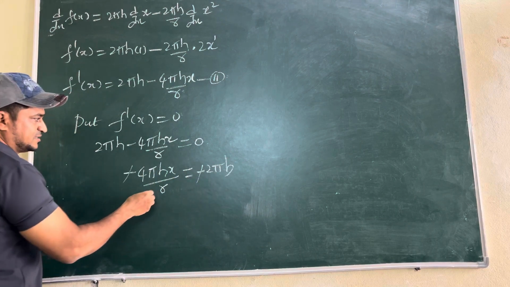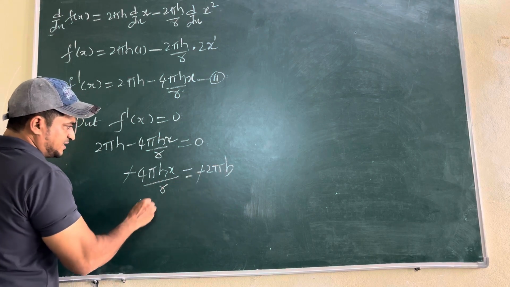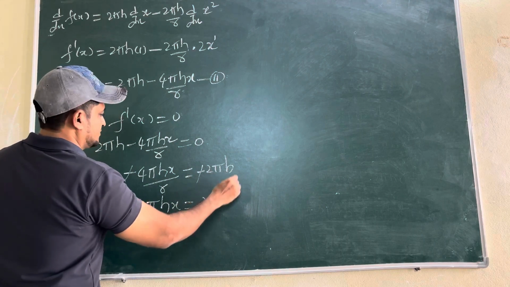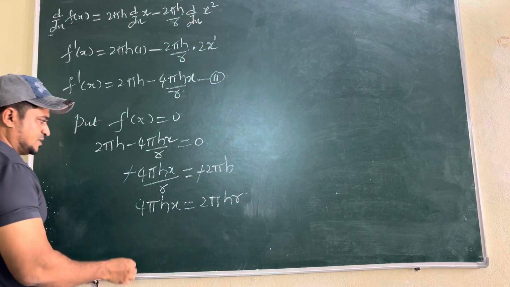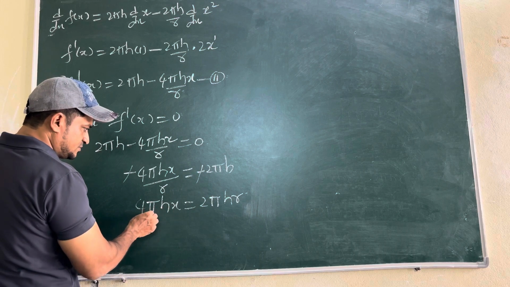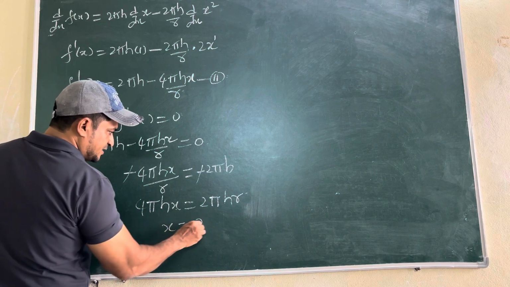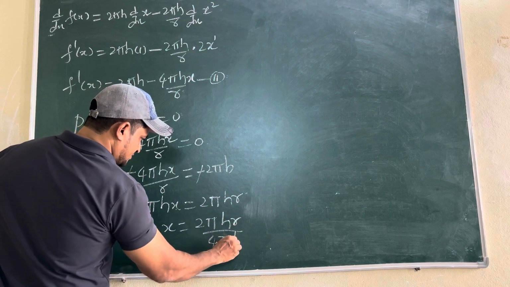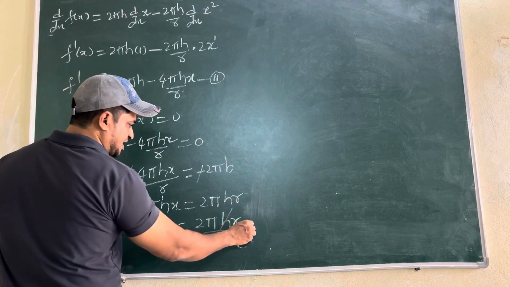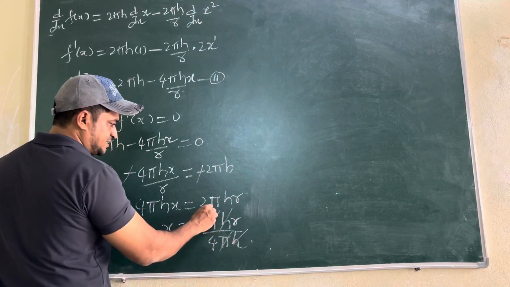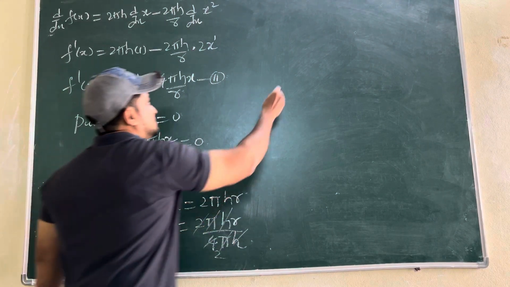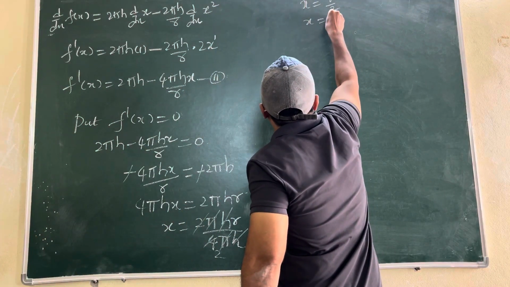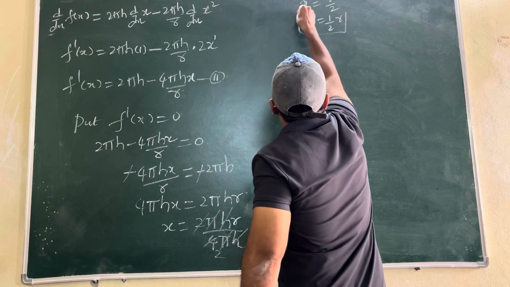Minus cancelled, r is cross multiplied. Now x is kept on the left side, and the remaining we will send to the right side, in the denominator. Now H is cancelled, pi is cancelled, 2 times. So x is equal to r by 2. r by 2 means 1 by 2 r. This is the value of x.